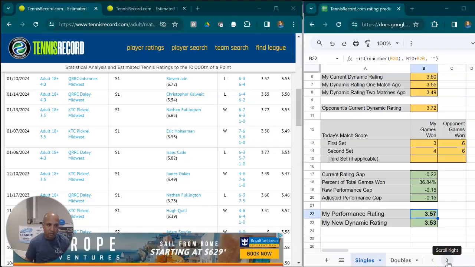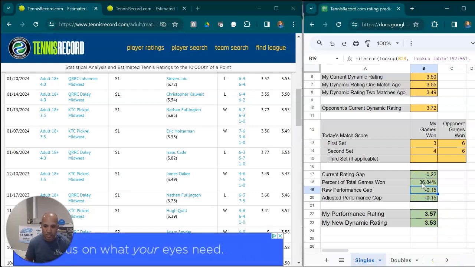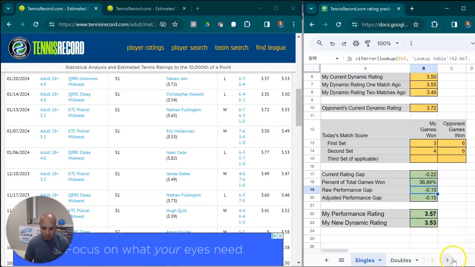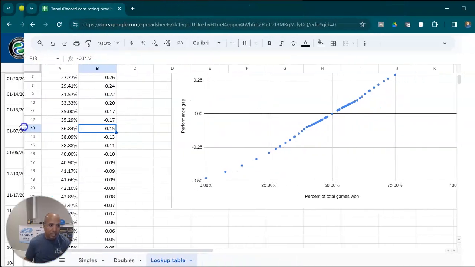One thing I wanted to take a step back and show you, which maybe you've been wondering about, I certainly was, is what exactly is the relationship between the percentage of games won and that performance gap? Clearly I'm looking it up in a table, but do I have to, or is there a formula? Is there an arithmetic expression that can take this number and directly give me this number without having to look it up in a table? I haven't been able to find it, but maybe some of you are better at math than I am, and maybe you can find it.